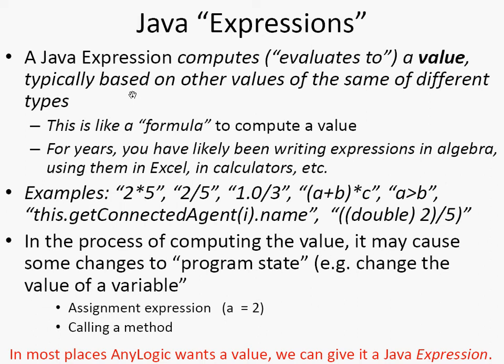So an example would be 2 times 5, or 2 divided by 5, or 1.0 divided by 3, or a plus b times c, or what have you. A greater than b, that's an expression as well. This is also an expression: this.getConnectedAgent().name. That gets my connected agent and gets its name. And i plus 1, if we count up from 0, we call it the i plus 1 if we count it as going from 1.